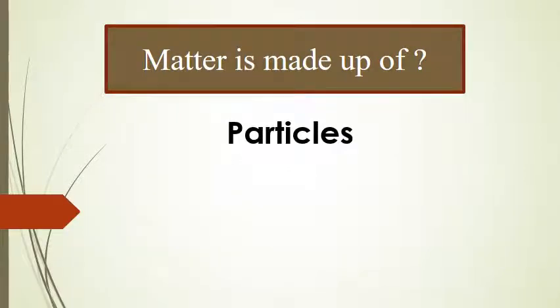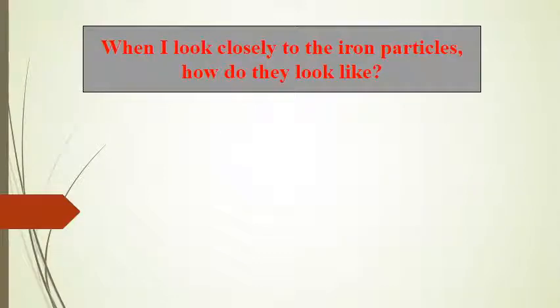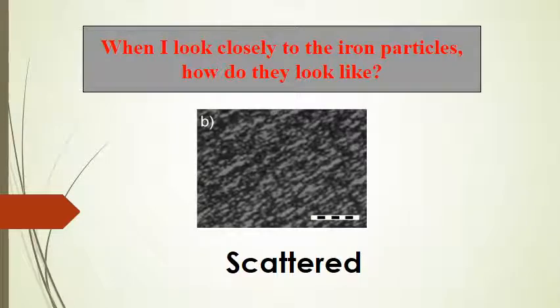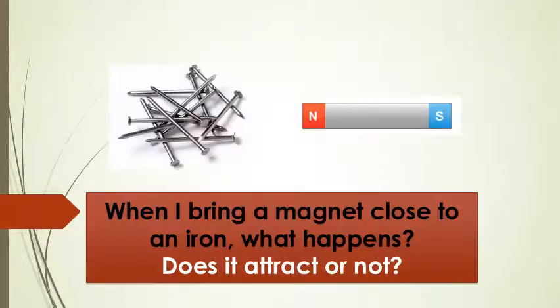So as I told you, matter is made up of particles, and iron nails are matter, and they are made up of small particles. When I look closely at the iron particles, they will look like this. They will be scattered, as you can see. They are not arranged in a specific manner. They are just scattered all over the area inside the iron nail.